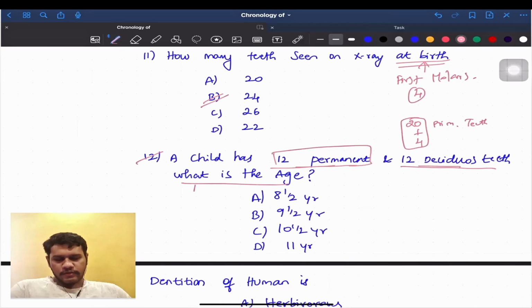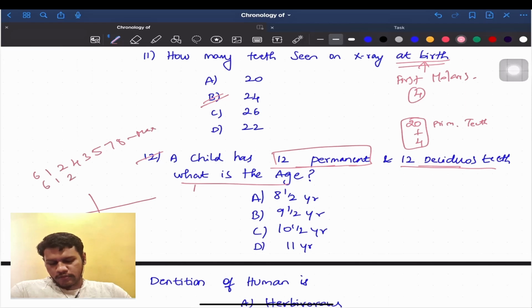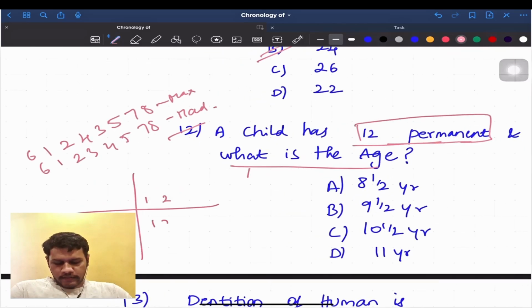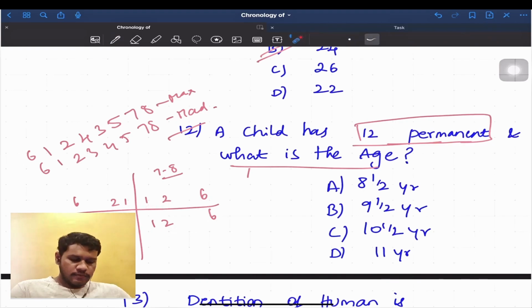How to solve this? First, you take 12 permanent teeth. If you know the sequence of eruption, 6, 1, 2, 4, 3, 5, 7, 8 for maxilla, and for the mandible 6, 1, 2, 3, 4, 5, 7, 8, then you can make a rough outline. The first permanent teeth to erupt are the central and lateral incisors, which comes to a total of 8. This is at the age of 7 to 8 itself. At 7 to 8 years, there would also be the first molars. All the 6s would have erupted. If you count, 1, 2, 3, 4, 5, 6, 7, 8, 9, 10, 11, 12. It already came to 12 permanent teeth. This is all between the age of 7 to 8.